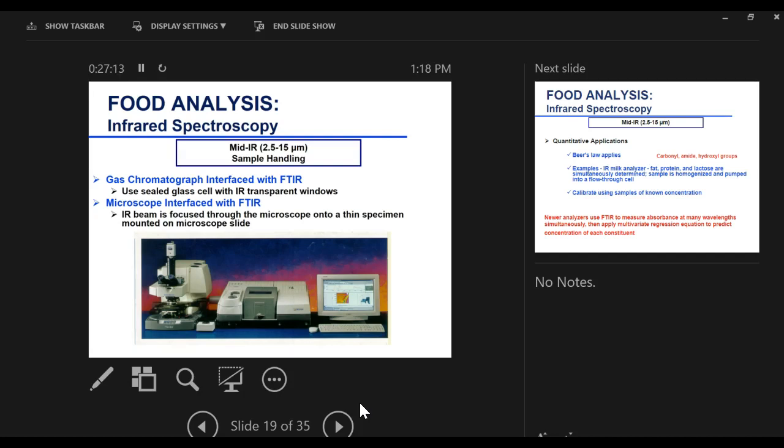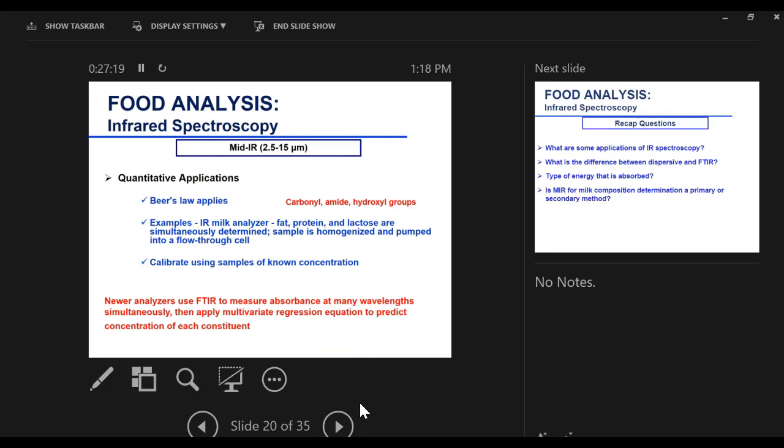We can do quantification, but you have to have Beer's law being followed. That means we measure at a unique or specified frequency.